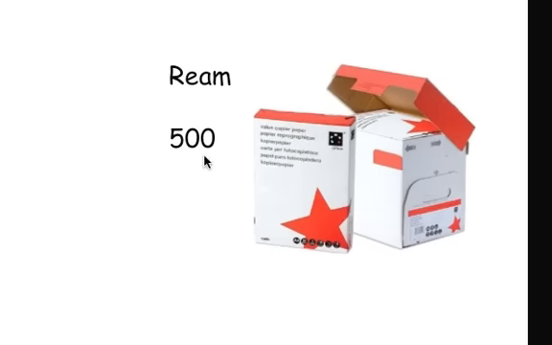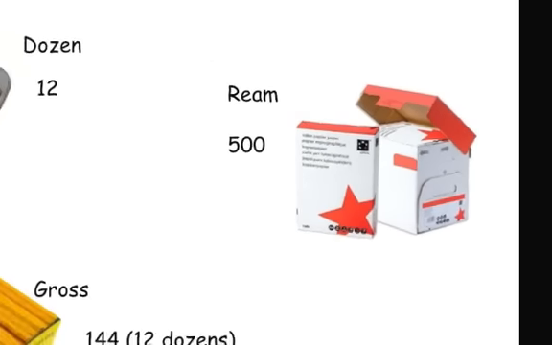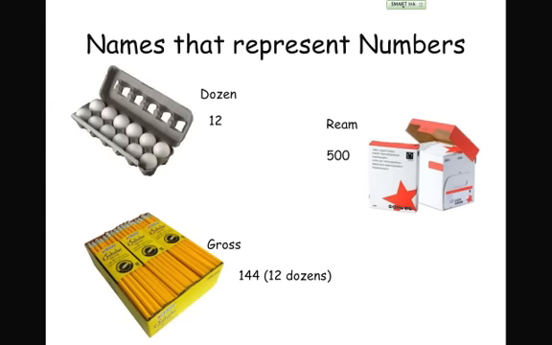We wouldn't buy paper in dozens. 12 pieces of paper would not be enough to do anything. But we can buy paper in reams, and so 500 sheets is a ream. We would not buy eggs in reams because probably most of them would go bad before we would use them. And so these are just names that represent numbers. The mole is the same kind of thing. The mole is simply a name that represents a number, 6.02 times 10 to the 23rd, of whatever you're talking about: pencils, eggs, paper, in our case, atoms or molecules.